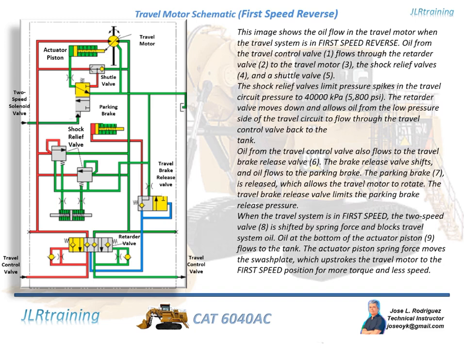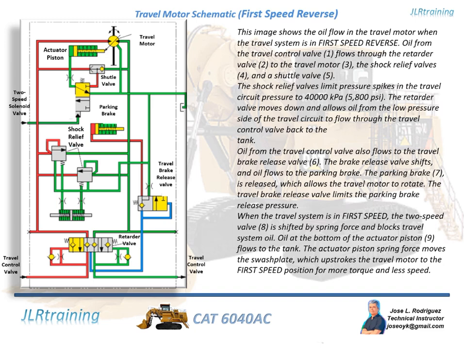Oil from the travel control valve also flows to the travel brake release valve, 6. The brake release valve shifts, and oil flows to the parking brake. The parking brake, 7, is released, which allows the travel motor to rotate. The travel brake release valve limits the parking brake release pressure.